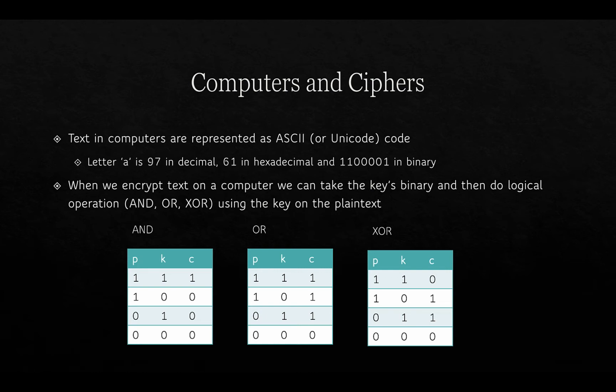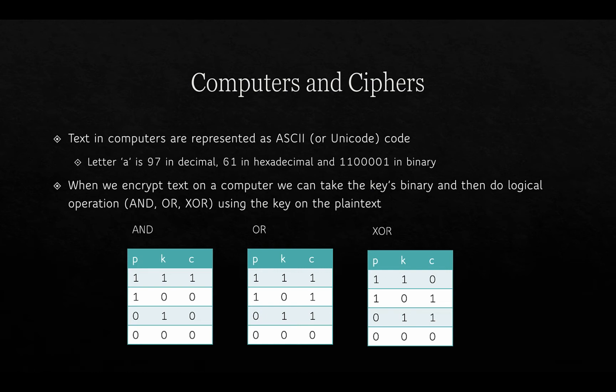11000001. Now I'm not going to go into the number representation systems that we're using here in terms of decimal, hexadecimal and binary. And I suggest, though, if you're not familiar with it already, that you do actually look at some resources on the internet. When we encrypt text on a computer, we take the key's binary and then do a logical operation, either an AND or XOR, using the key on the plain text.